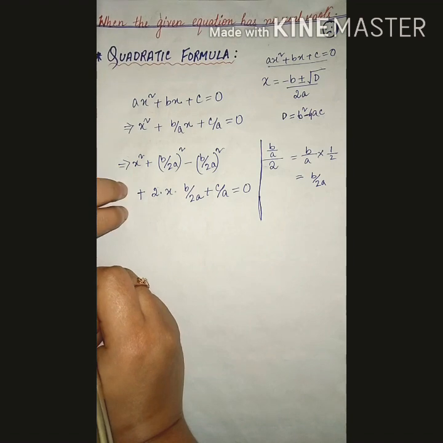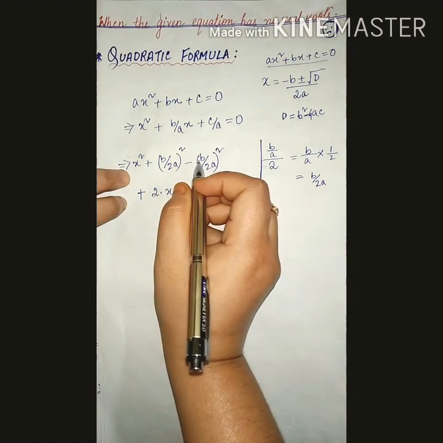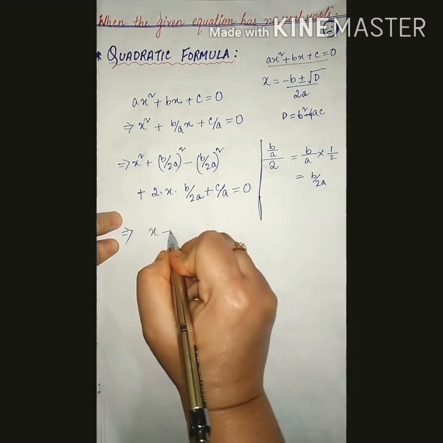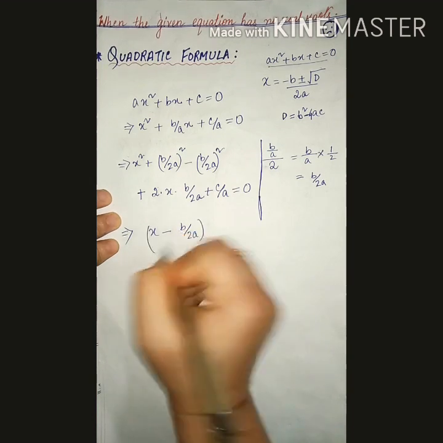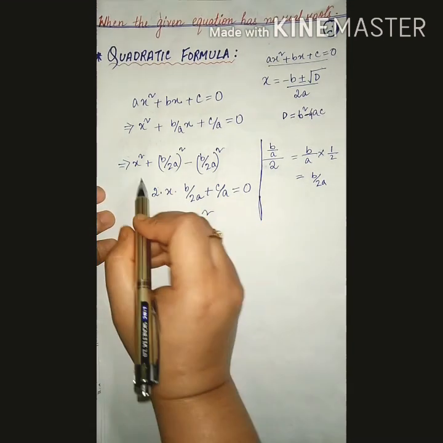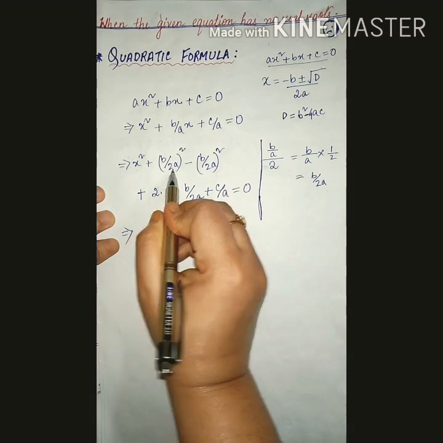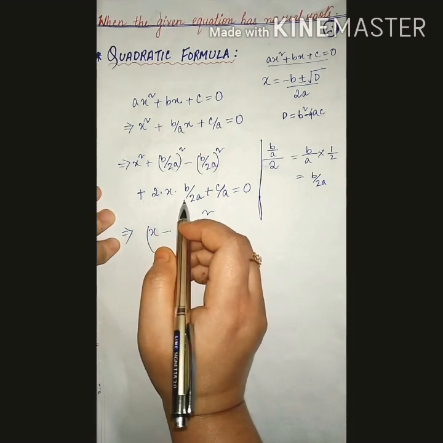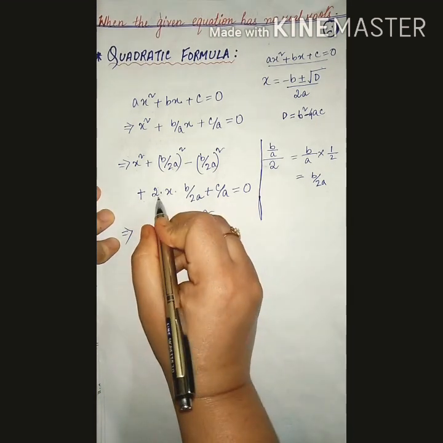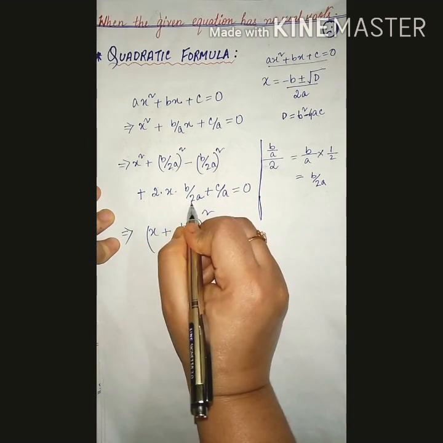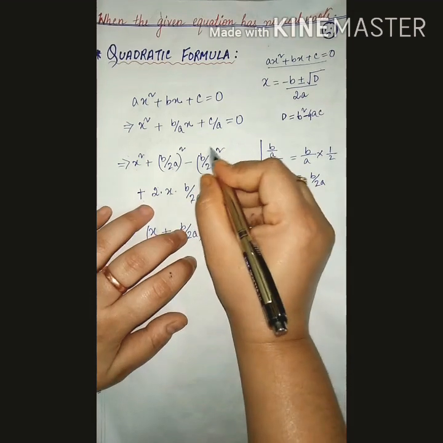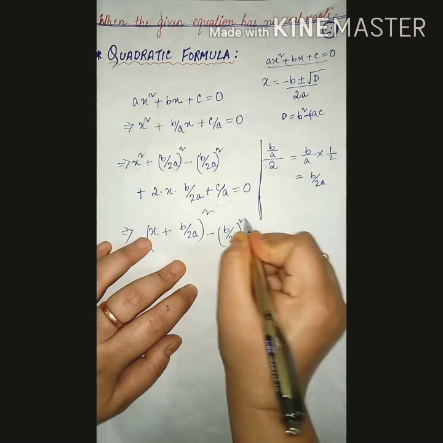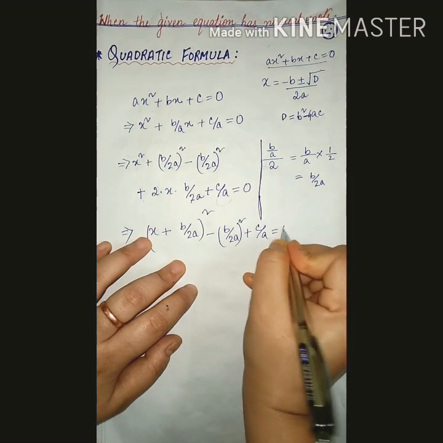See, this line and this line are the same. But what I have done is written it in a pattern so that I can write it this way: x minus b by twice a whole square. Clear? How? a square plus b square. Then this one will be plus 2 into x into b by twice a. Clear? Now what is left out? This part and this part. So you write down b by twice a whole square plus c by a equal to 0.